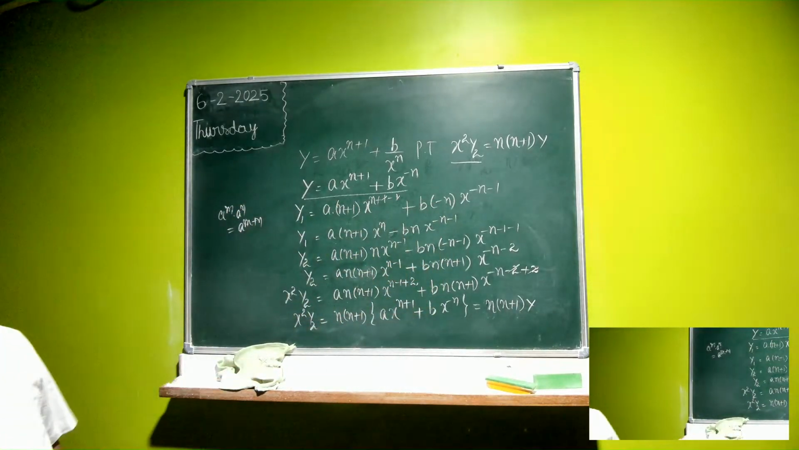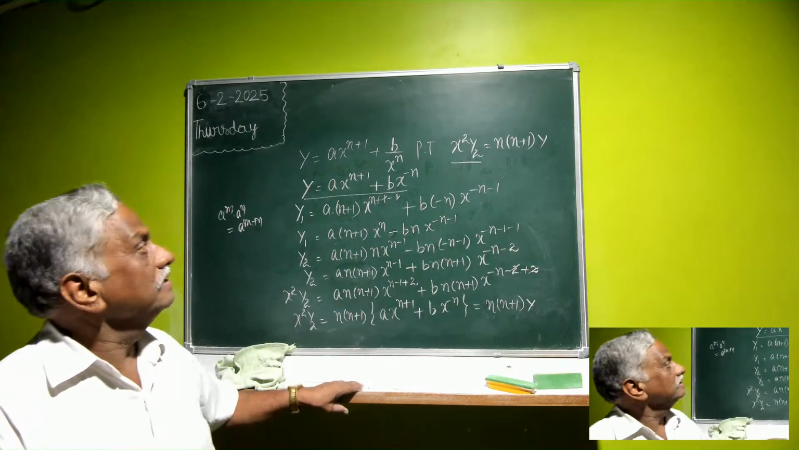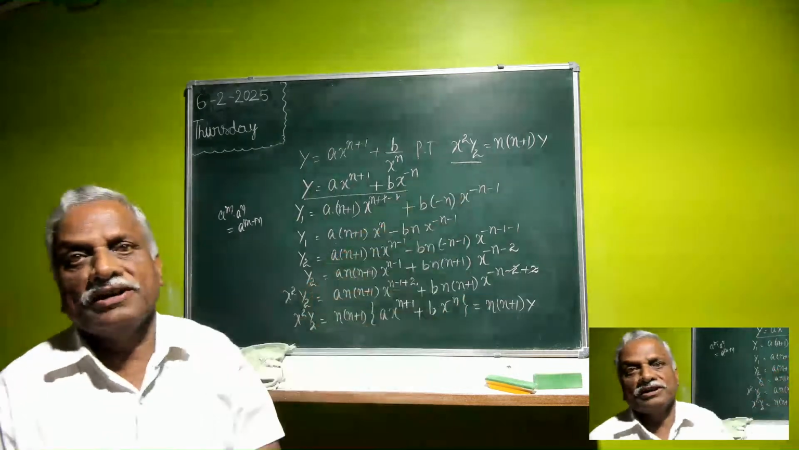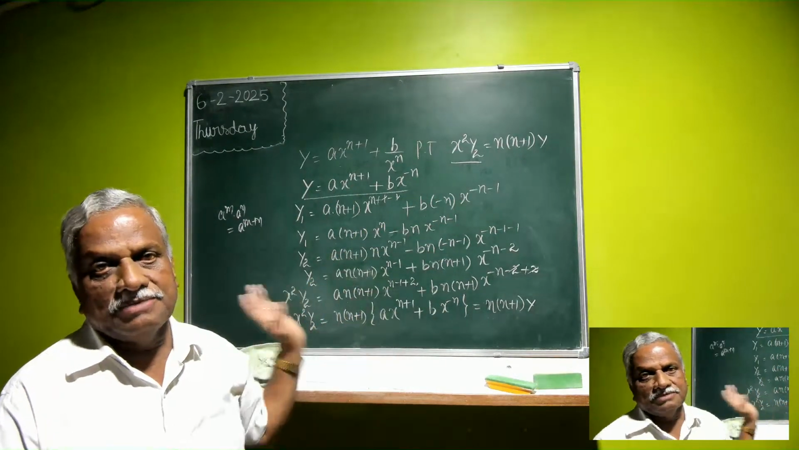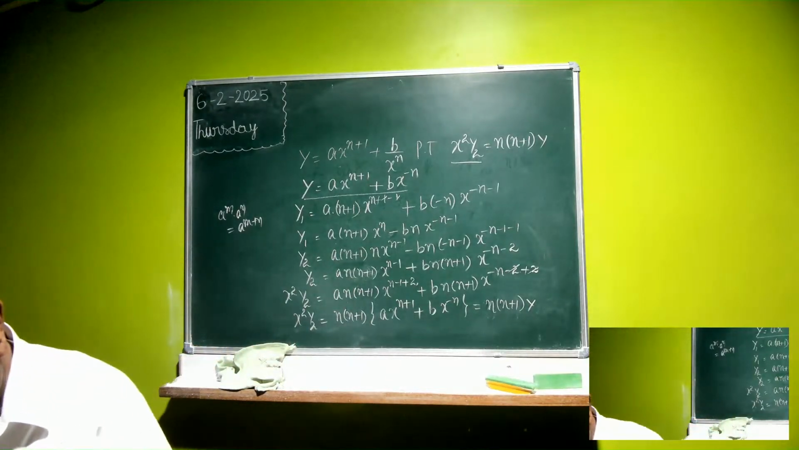You have just followed the differentiation formulas. That's all. Nothing more. Here, I have used the formula: y is equal to x to the power of n, the derivative is nx to the power of n minus 1. Same procedure we have followed. Let's go to the next problem.